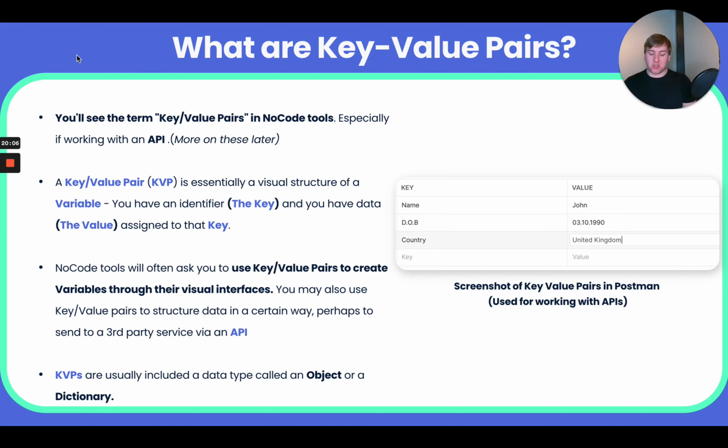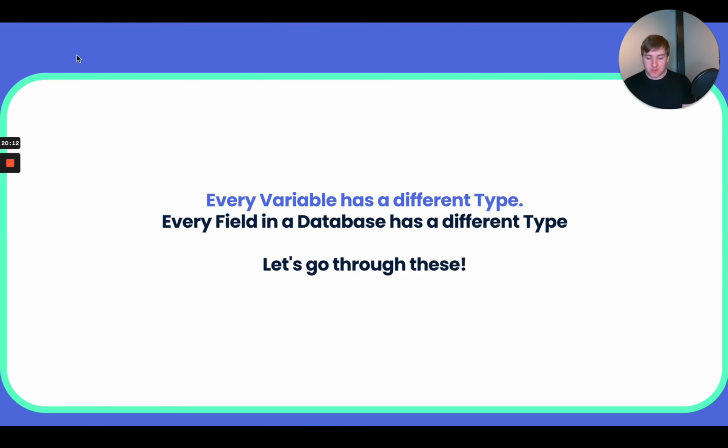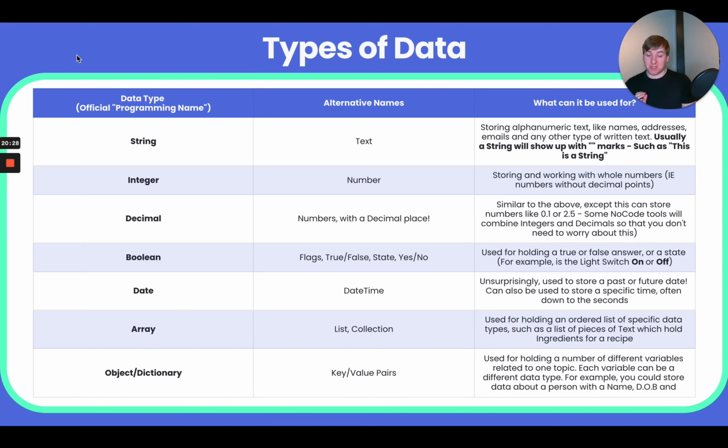Now, I've mentioned down at the bottom, they're using a couple of data types called an object and a dictionary. Don't worry about that. We're coming to that soon. And so, every variable has a different type of data. A variable is either going to be a number, it's going to be text, it's going to be an image, in the same way every field in a database does as well. So let's finally look at what those data types actually are.